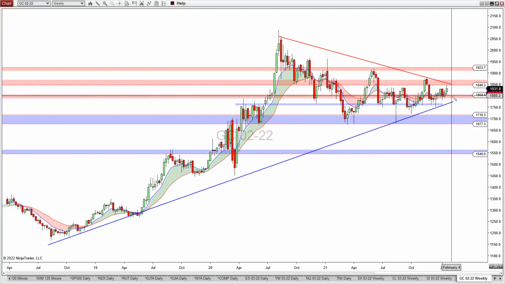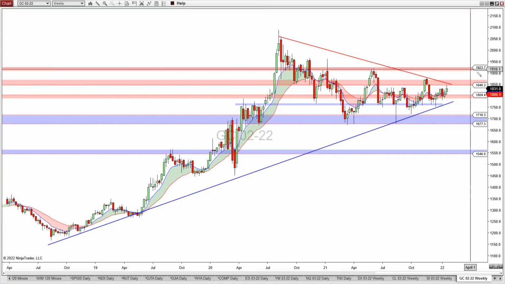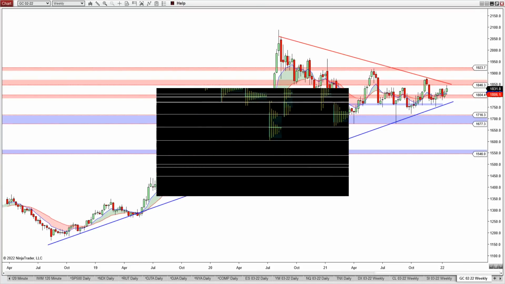So it's bouncing around at this 1804 for quite a while. As long as it holds above this trend line, then we're essentially looking for gold to try to make a move up to this 1923.